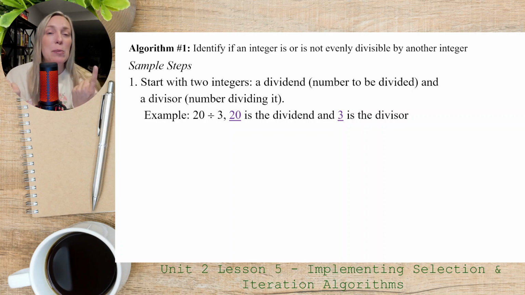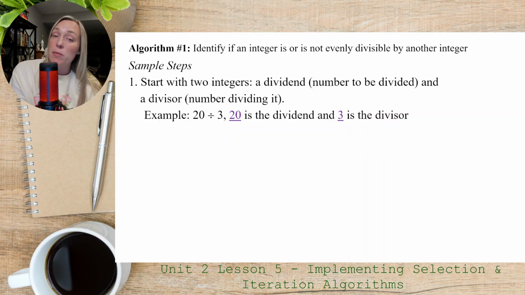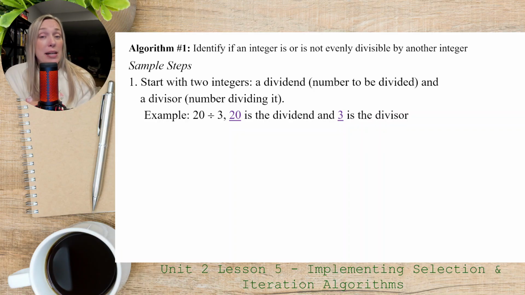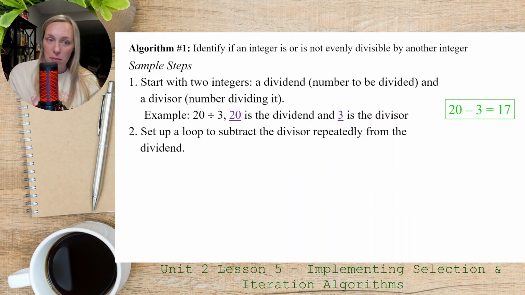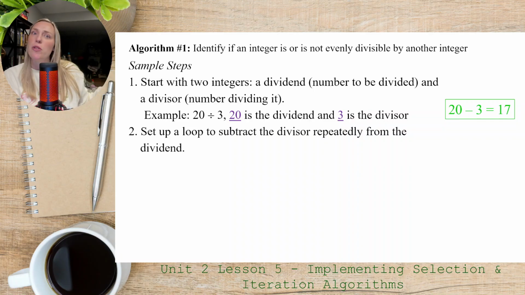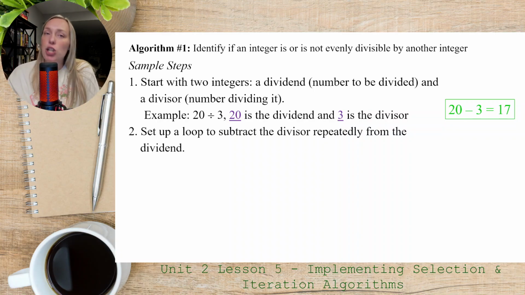So to put an example to that, because sometimes words are confusing, if I have 20 divided by 3, 20 would be the dividend and 3 would be the divisor here. So if I want to take 20 divided by 3, how can I know if it's evenly divisible? Okay, again, pretend we don't know the mod operator, right? How can I determine that?